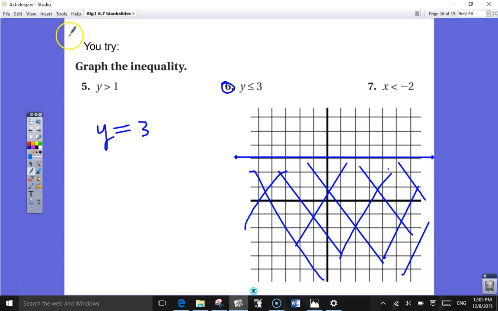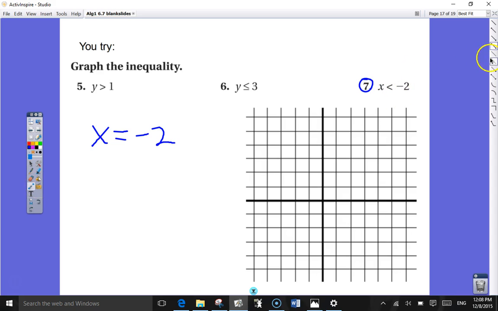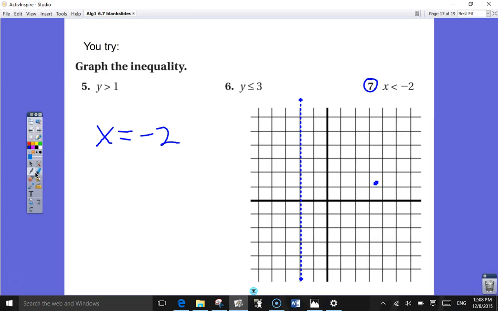Okay, and try the next one. x is less than -2. First, quiet please, let's finish. Graph the line x equals -2. What kind of a line is it? Vertical. Is it solid or dashed? Dashed because it's not "or equal to." So I need the dashed line. -2 is here. And then on the x-axis, where do I go for less? To the left. So we get it? Okay. Then let's be done.